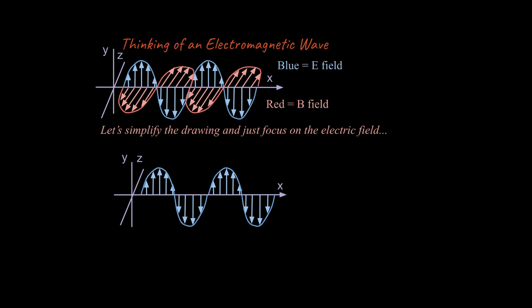Alright, so to make this easier to deal with, let's go ahead and just focus on the electric field for now. The magnetic field is going to follow, it will always be along with the electric field essentially for EM waves. And for our purposes, we can ignore it for now to simplify the drawing.